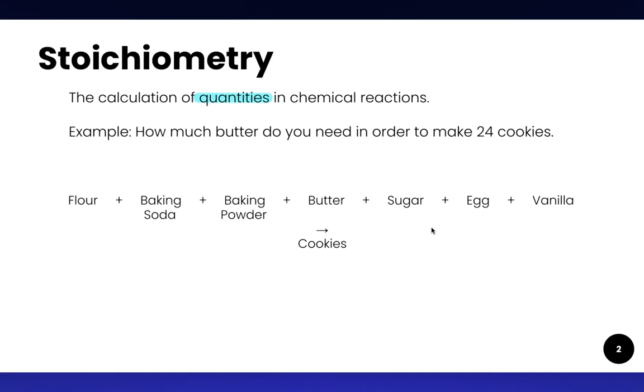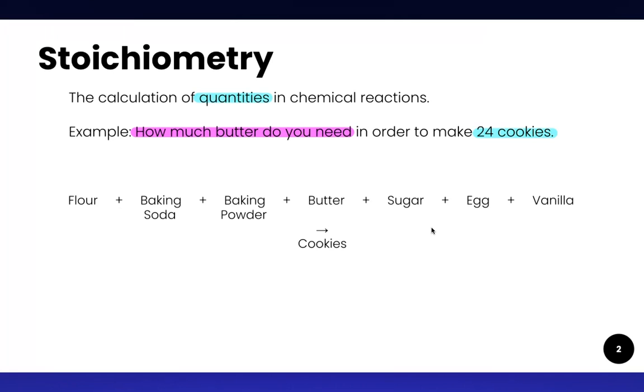When I'm looking at a stoichiometry problem like this, the first thing I do is pick out the important information from the story problem. So it's asking me, how much butter do you need? That's what the answer needs to be. And the information it gives me is that we want to make 24 cookies.